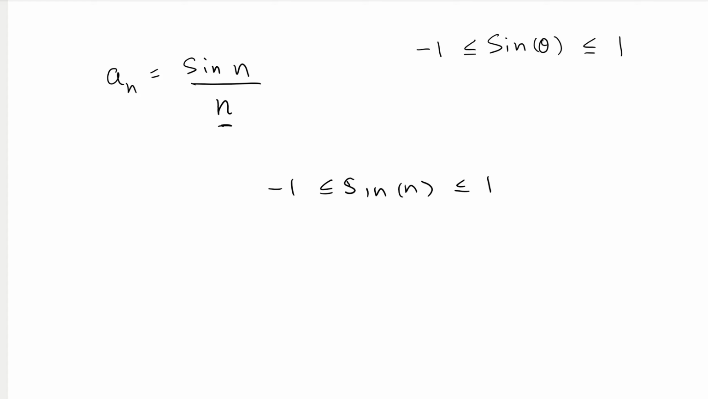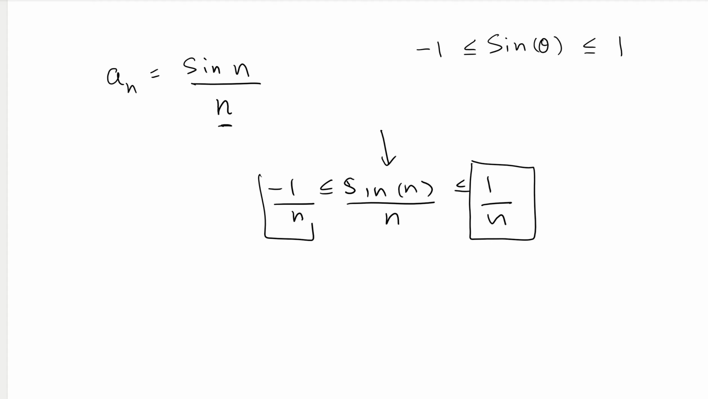n is the position of the sequence. So I'm going to divide the entire inequality by this positive number n. And the inequality doesn't change again because we are dividing by a positive number. So now we have sine n over n in the middle. We have 1 over n greater than sine n over n, and -1 over n smaller than sine n over n.